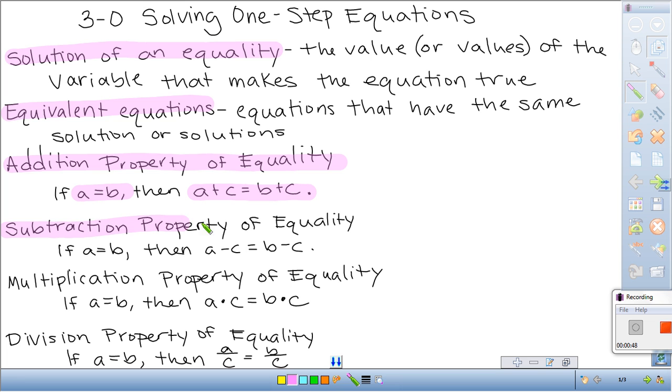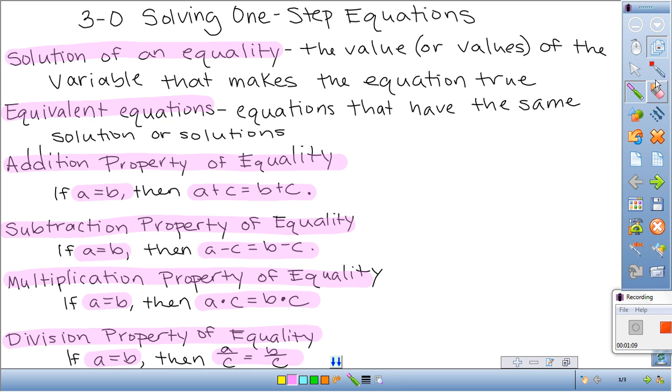Subtraction property of equality is similar. Again, if A equals B, then if you subtract the same thing from both sides, they're still equal. Same thing with the multiplication property of equality. If you have two things that are equal, and you multiply both sides by the same thing, they're still equal. And finally, the division property of equality. If you have two things that are equal and you divide both sides by the same thing, they'll still be equal. So real quick, I'll just show you an example of this.